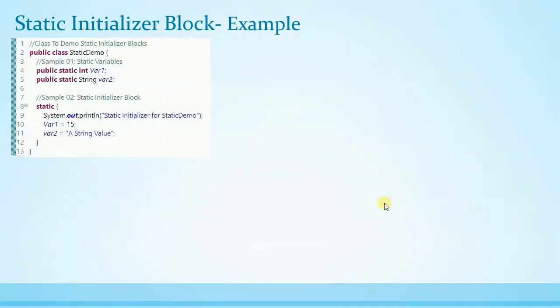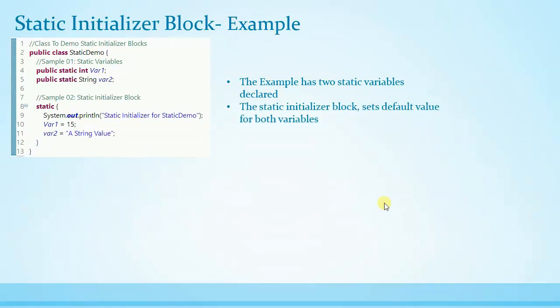Here is the example. In this example, we have a class called StaticDemo, and the example has two static variables declared. If you see here in code snippet 1, we have two static variables, var1 and var2. They are just declared and not initialized. In the static initializer block, we are initializing var1 to 15 and var2 with a string constant. The static initializer block runs from line 8 to 12.